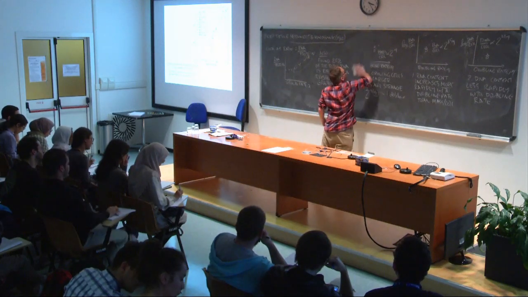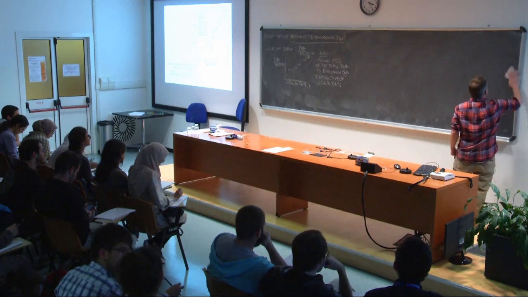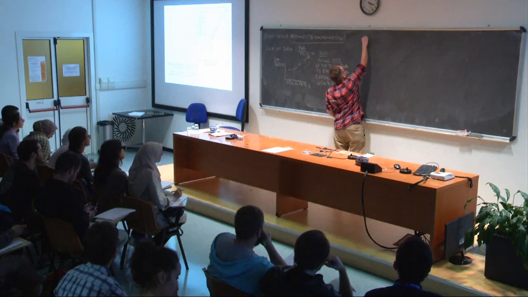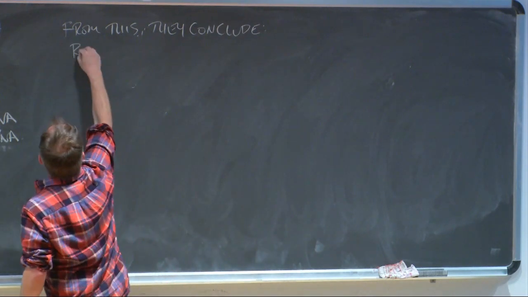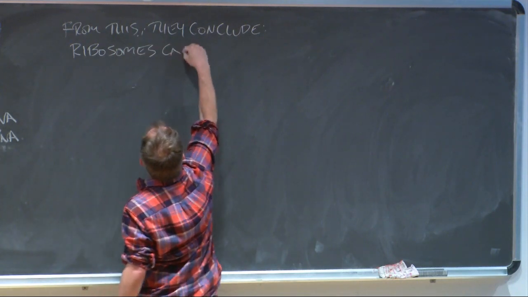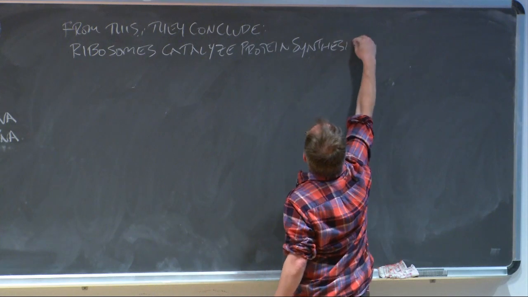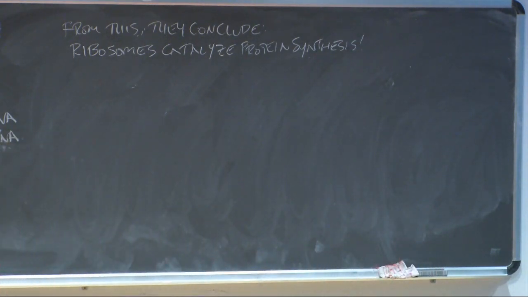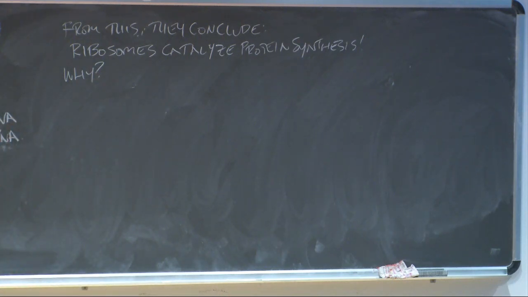So from this, they conclude ribosomes catalyze protein synthesis. So at this point in time, 1960, there's no way to visualize that. I mean, this is a deep level of inference from fairly high-level data. All right, and so let's look at the mathematics. So they've immediately argued against this idea that RNA is consumed in a reaction.